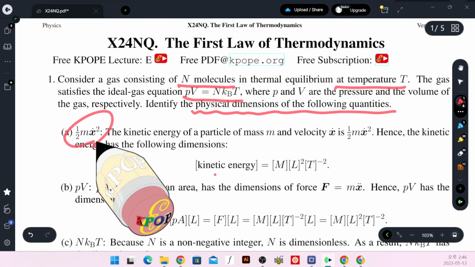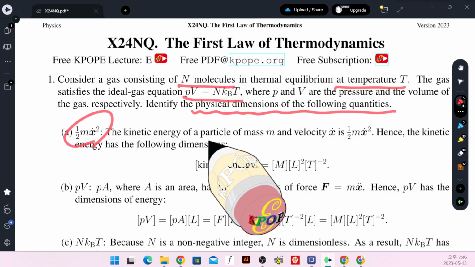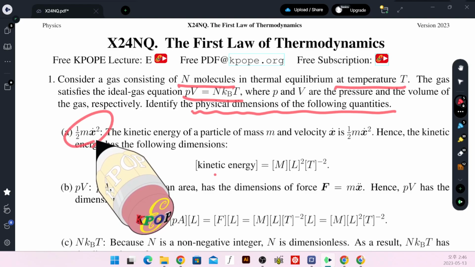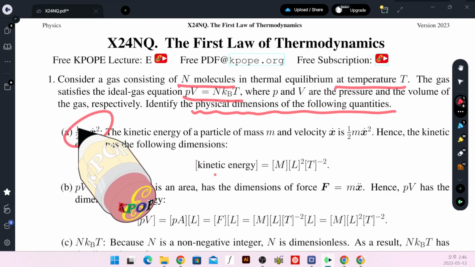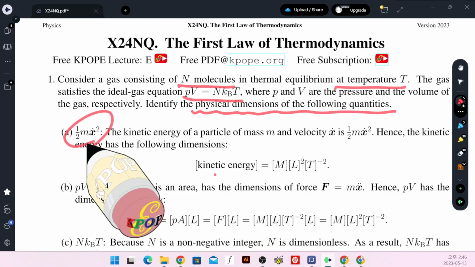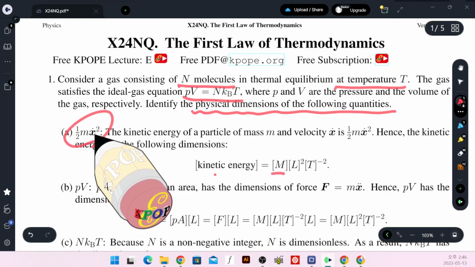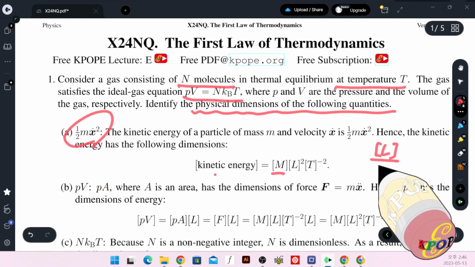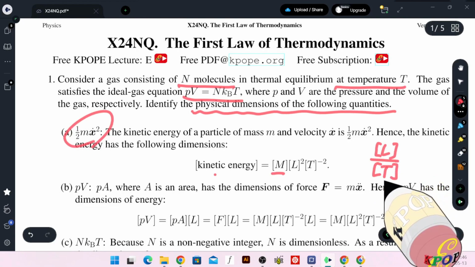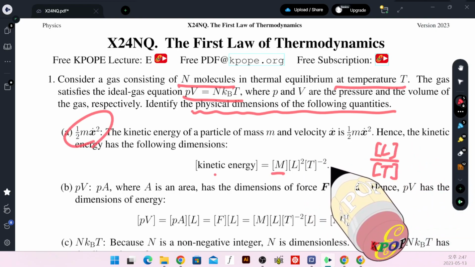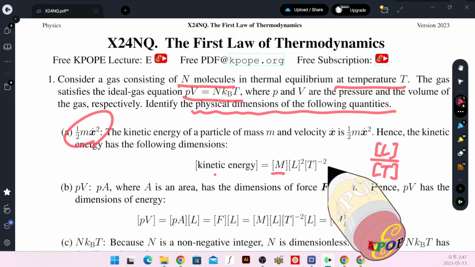What's that? This is the kinetic energy. Kinetic energy of a particle is 1/2 mv squared. Its dimensions are energy, mass, velocity squared. And velocity is length divided by time. It's squared, so length squared, time squared in the denominator.